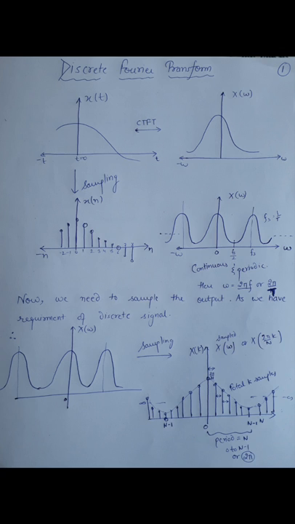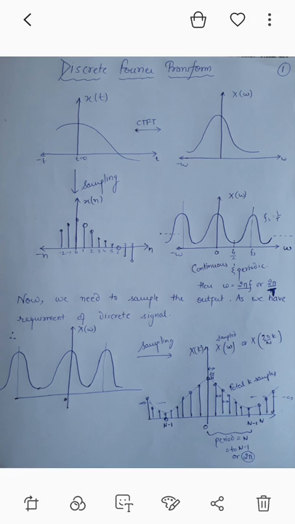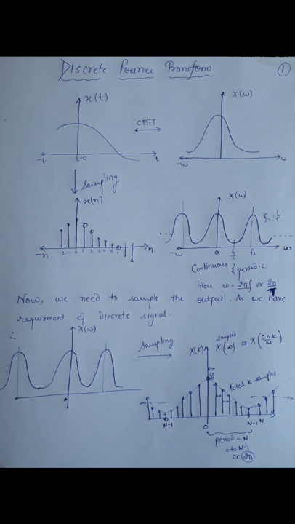We know that x of omega is continuous and periodic in the case of DTFT with a period of T, where omega is represented as 2 pi f or 2 pi by capital T. Now we know that our requirement is the discrete signal. Now we will go for the sampling of x of omega.